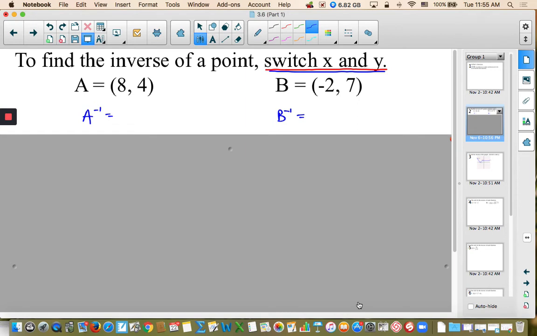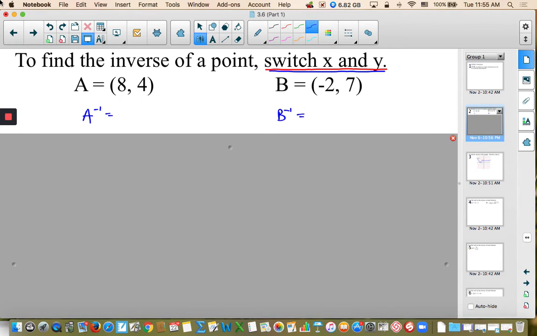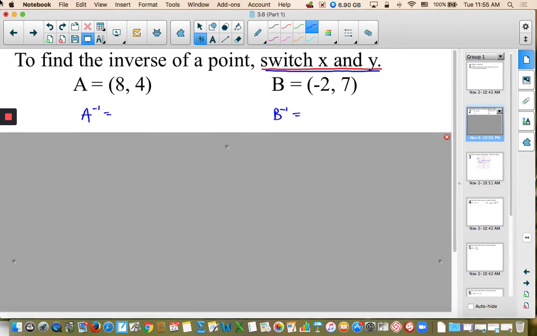So for example here, I have the point 8, 4, and it is labeled here as A. In order to find A inverse, which if you just remember here, this little -1 power there means inverse, all I do is I switch the 8 and the 4, and A inverse would be 4, 8. Over here, B inverse, well, if B is -2, 7, B inverse is 7, -2. I just switch them around.